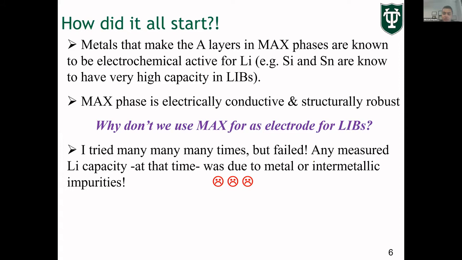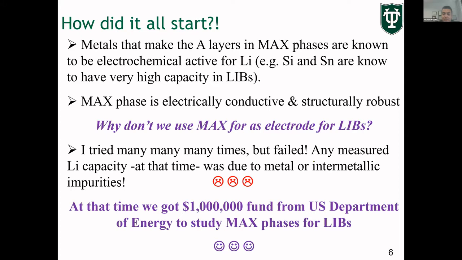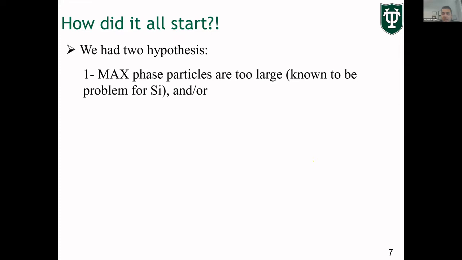But by the time we realized that what we were measuring and what we were excited about was mostly impurities, we got funding of about $1 million from DOE. So, okay, there should be a way that we can still make use of this conductive material for batteries. We had two hypotheses at that time. First, that MAX phase particles are very large. They are ceramics, 20, 30, 40, 50 microns. And this can be a problem.